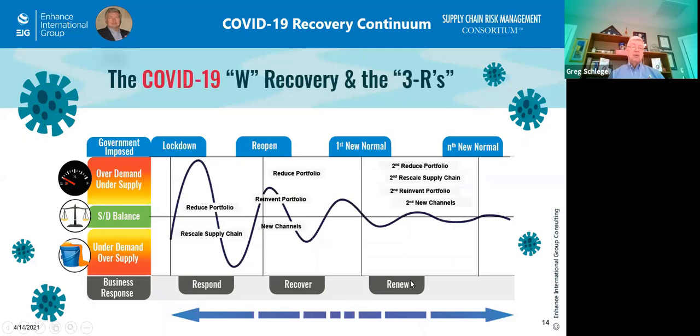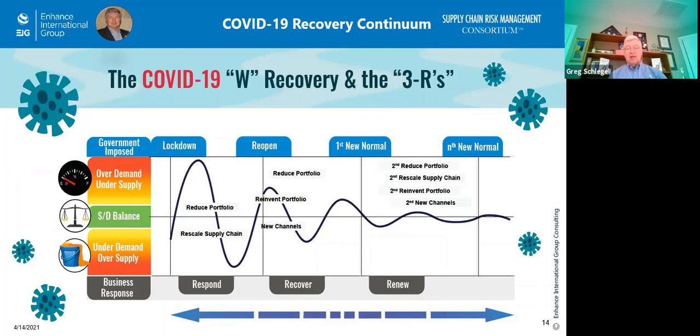And now let's talk about the 3 Rs. On the left, the first R is respond. This is during the lockdown. And now we're going through several surges again. During the lockdown initially, the government requirements for PPE, the personal protection equipment, posed several hardships on many suppliers in the healthcare materials arena, causing what? An unbelievable over-demand situation and an undersupply. So these suppliers initially in this sector had to quickly rescale their supply chains.